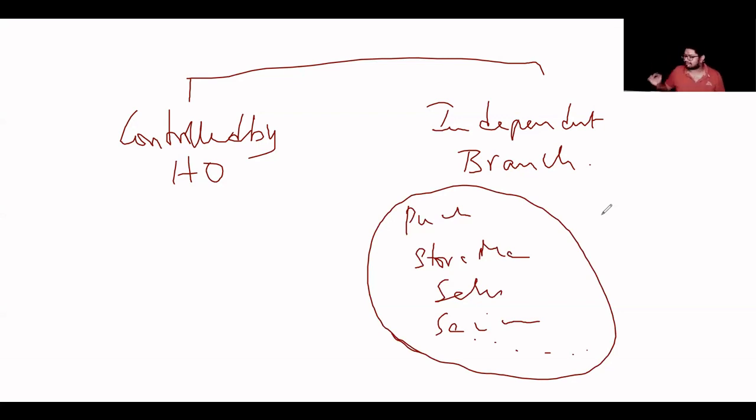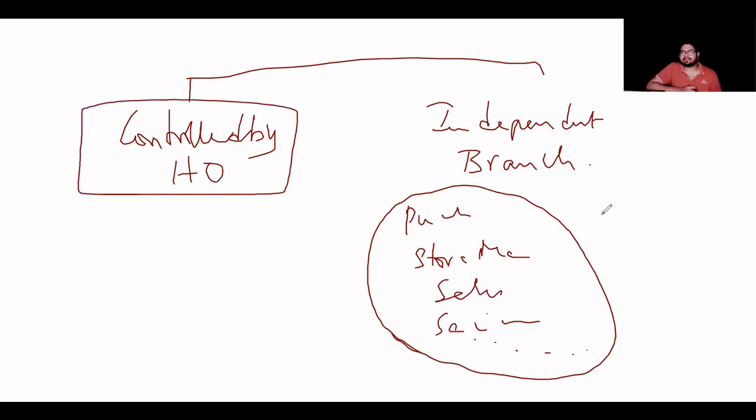Now let us come to something controlled by head office. When do I call something controlled by head office? That means there is some involvement by head office in the entire operations of the branch. In such a case, I call it controlled by the head office. Now let us observe how many types of branches there can be if head office controls. Broadly, there could be two varieties.